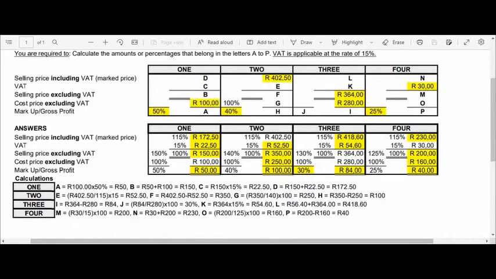So what do they give us here? Here they give us the markup percentage, and they give us the VAT. So it doesn't really matter which one we calculate first, the M or the N. Let's maybe start with the M, because that comes before N in the alphabet, but it doesn't matter. So let's go and calculate M, which is the selling price excluding VAT, right?